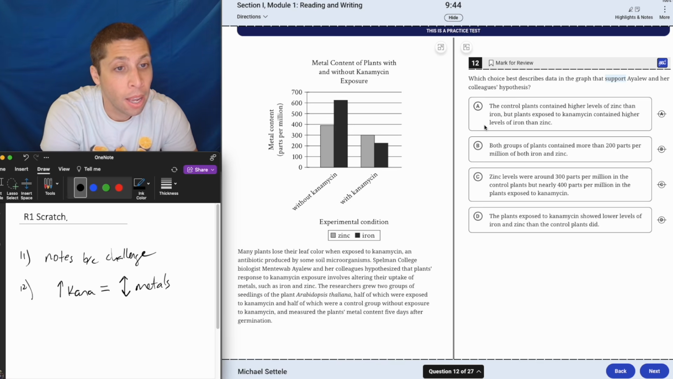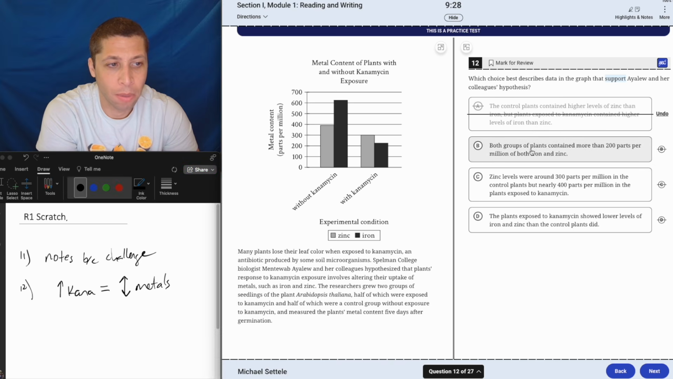So let's see. The control plants contained higher levels of zinc than iron. No. But plants exposed to kanamycin contain higher levels of iron than zinc. It's the opposite, right? Both groups of plants contain more than 200 parts. Okay, but that's not. We need to talk about how the kanamycin affects things. Just saying that they're higher numbers doesn't mean anything. Zinc levels are around 300 parts per million in the control plants. Zinc. But nearly 400 parts per million in the plants exposed.